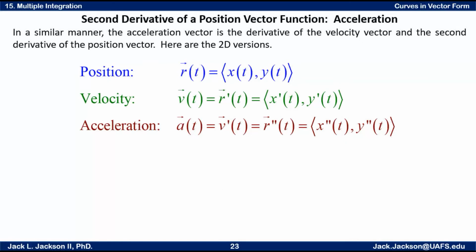Next, we might look at the second derivative of a position vector, or the derivative of the velocity, and that is known as the acceleration vector. So notice in general that position, velocity, and acceleration are actually vector functions. They have a magnitude and direction to them. And likewise, you just do component-wise derivatives once more.